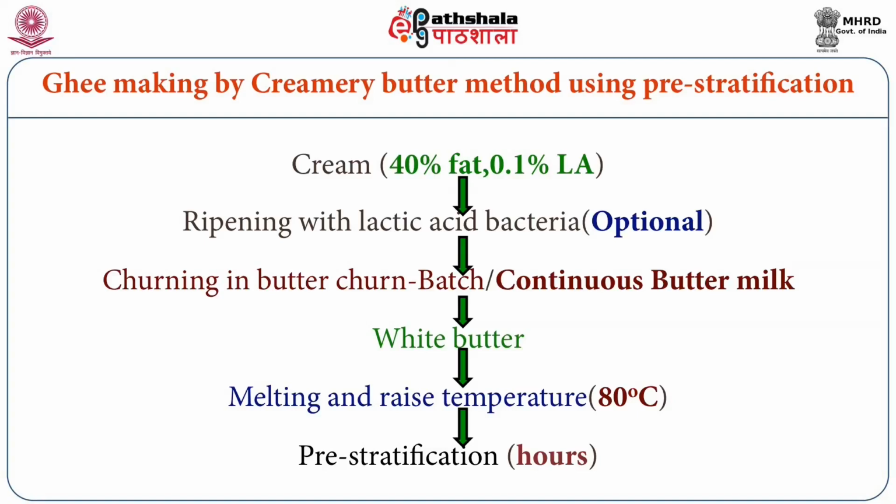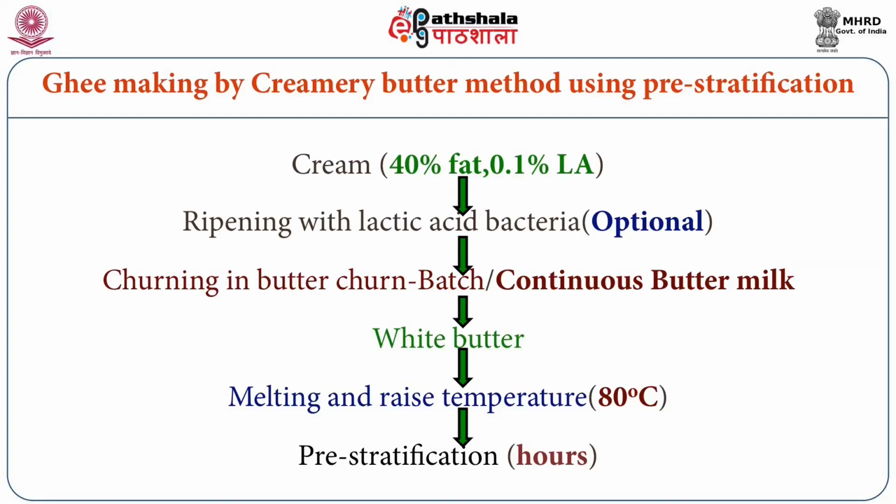Why optional? If you go for ripening, the cream is going to be a little sour, and in whatever ghee you produce later, the FFA content will be slightly higher. So if you were aspiring to prepare a special grade ghee, you will not be able to get it by using a ripened cream product. However, if you ripen it, the flavor of the resultant ghee as you get it from makhan will be very, very, very delicious.